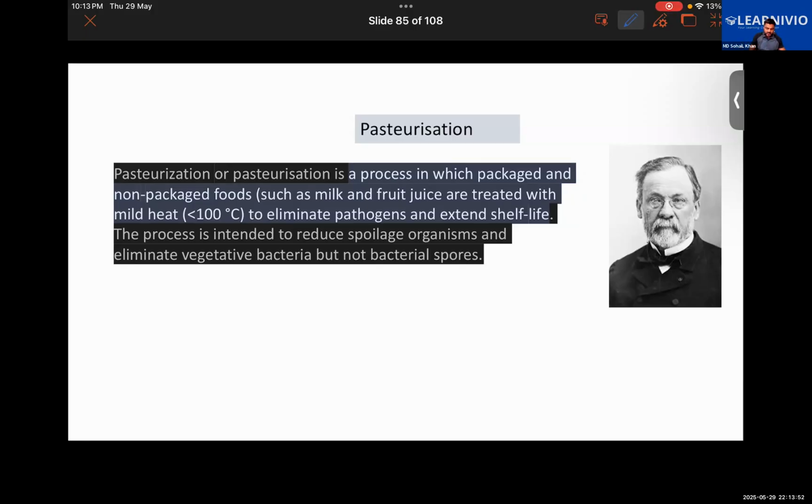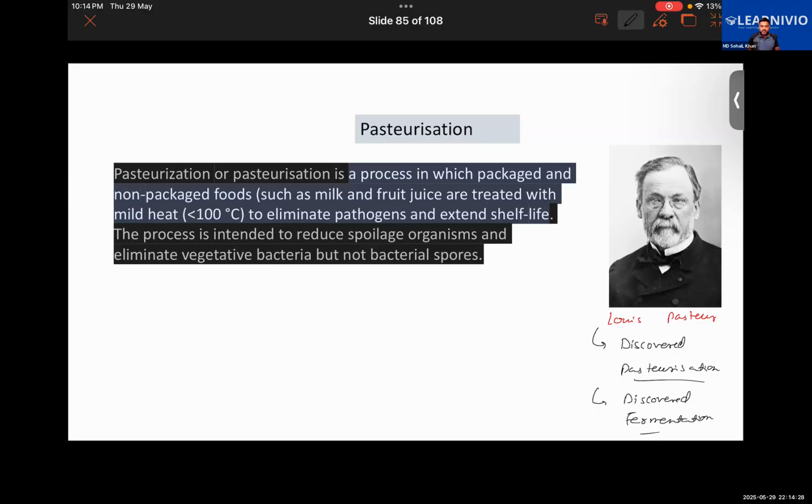Okay. So let us quickly learn about the different methods over here. Talking about pasteurization, the person you are looking at here is Louis Pasteur. He had some important contributions. First of all, he discovered this method of pasteurization, which we are going to discuss. Other than that, he also discovered one more thing, that is fermentation.